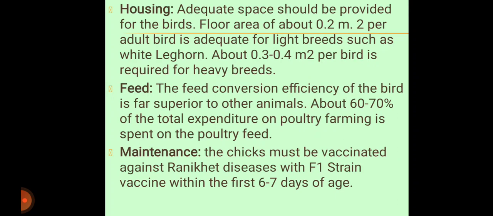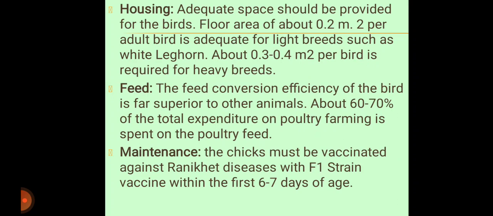Feed. The feed conversion efficiency of the bird is far superior to other animals. About 60 to 70% of the total expenditure on poultry farming is spent on poultry feed.